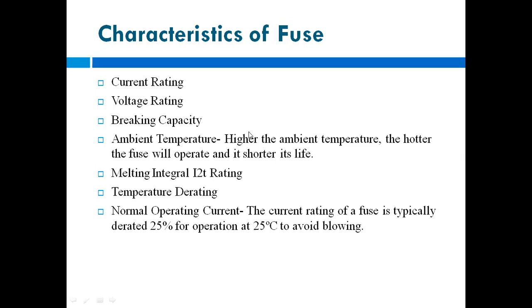So current rating means below that the normal current will flow through that fuse. Then voltage rating means the normal voltage carried by that fuse when current is flowing normally, and that voltage can be more also when a fault occurs there. And breaking capacity means how fast that circuit gets broken by the fuse. Okay, so that is the breaking capacity of the fuse.